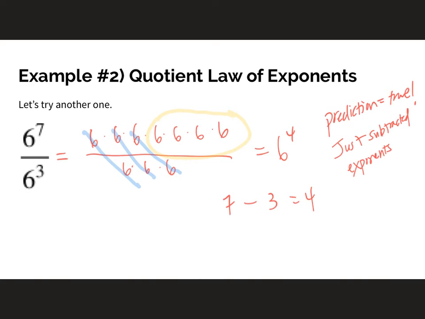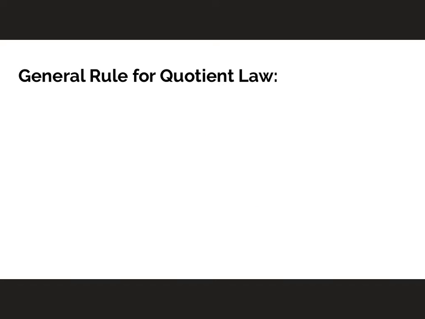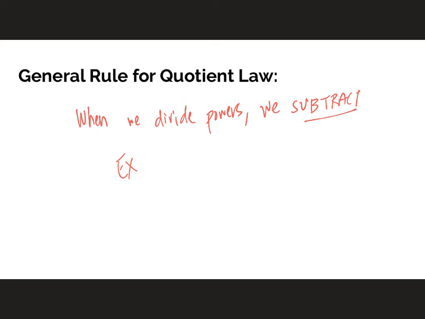This works mainly because your exponents are really just a count of how many times you're multiplying whatever your base is. And so if we're just counting, we said that we only have 4 sixes left. It makes sense that we can just subtract our exponents to see how many of the base we would have left. So the general rule for the quotient law, and this is something that we predicted, is that when we divide powers, we subtract exponents. Great, and we proved this using our handy-dandy expansion tool.